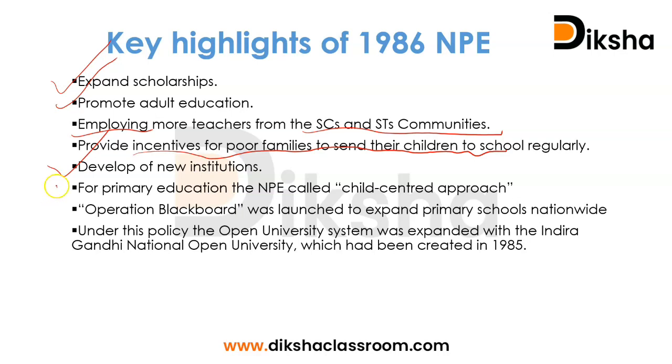Then next was that primary education should be made a child-centered approach. So primary education was described in the national policy on education as a child-centered approach. The authorities, teachers or decision-making bodies should give priority to child-centered approaches so that children will be motivated to study or to have education.